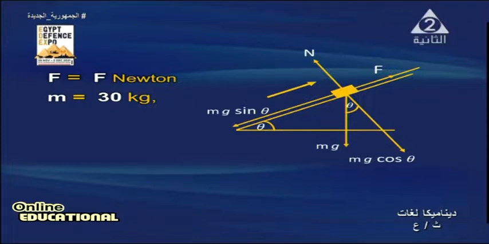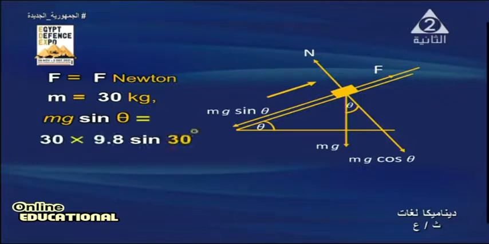Now, mg sine theta equals 30 times 9.8 times sine 30, which equals 147 Newton.